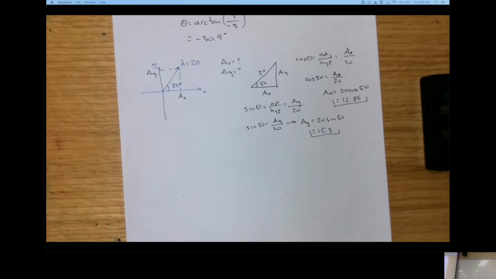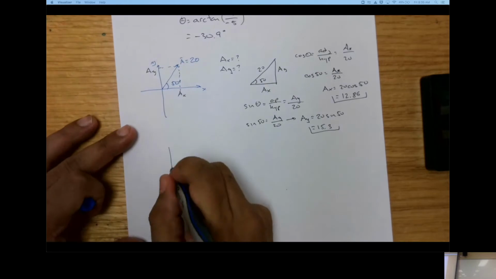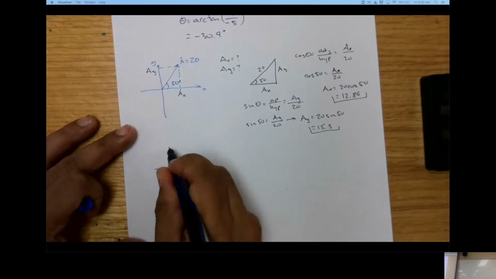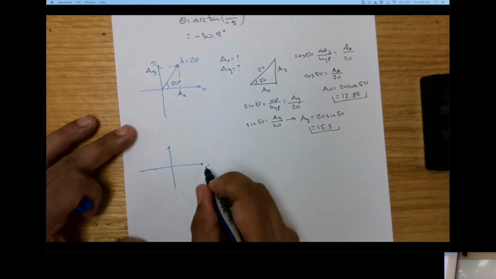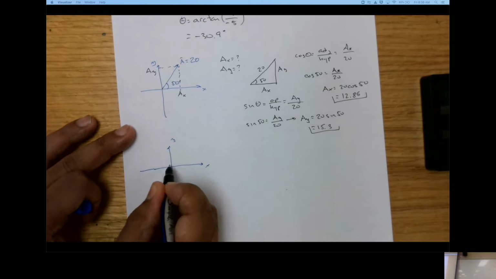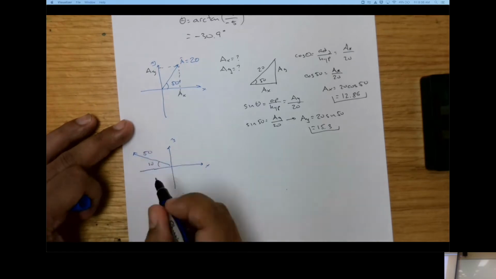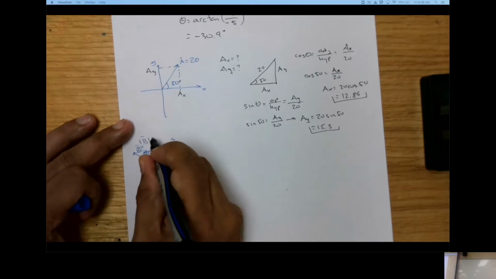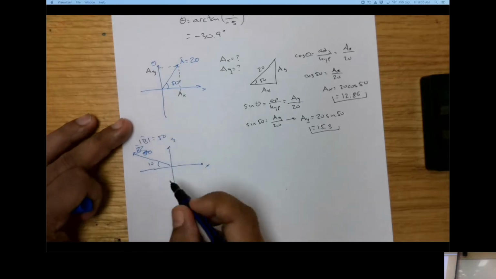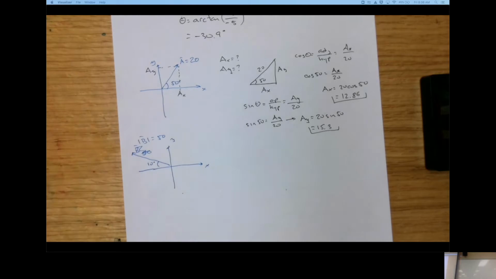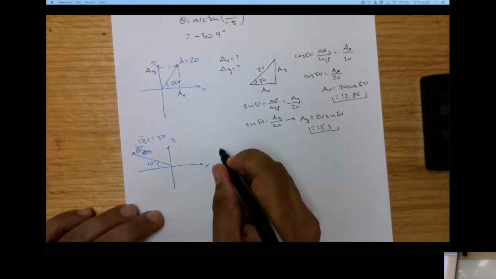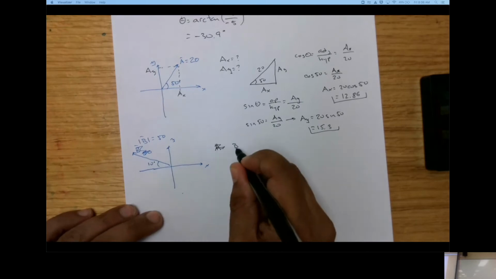Okay, so I want you to do one problem on your own. We're going to have something like this. We have the x component, the y component. Now we have a vector. We're going to say that this is 10 degrees and the magnitude of the vector is 50. I'm going to call this vector B. Same thing: try to calculate the x component of B and the y component of B.